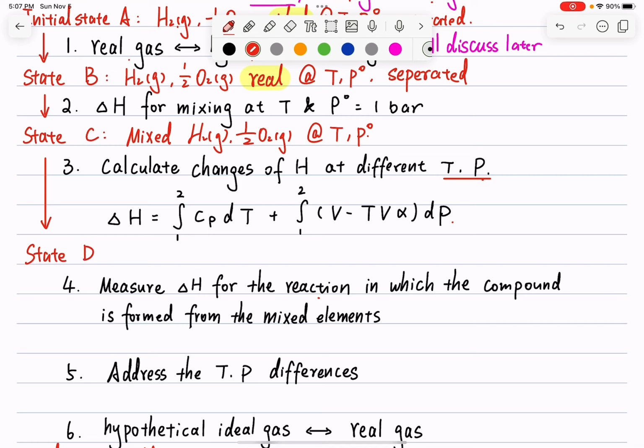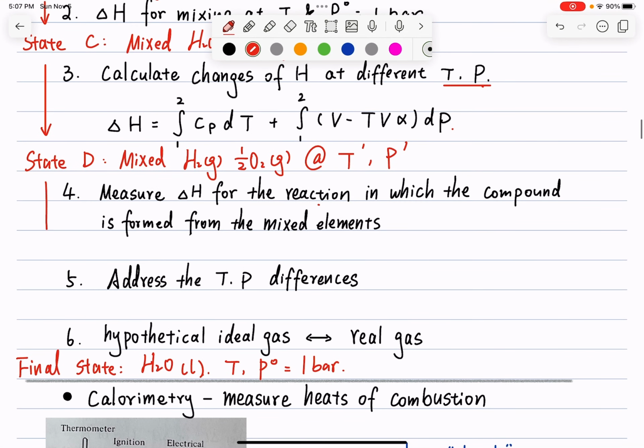So in our state D, we have our mixed H2 gas and oxygen gas at new temperature, let's say T prime and P prime. The next step here is called step 4, and step 4 is something we will go over in detail. That is to measure delta H for the reaction in which the compound is formed from the mixed elements.